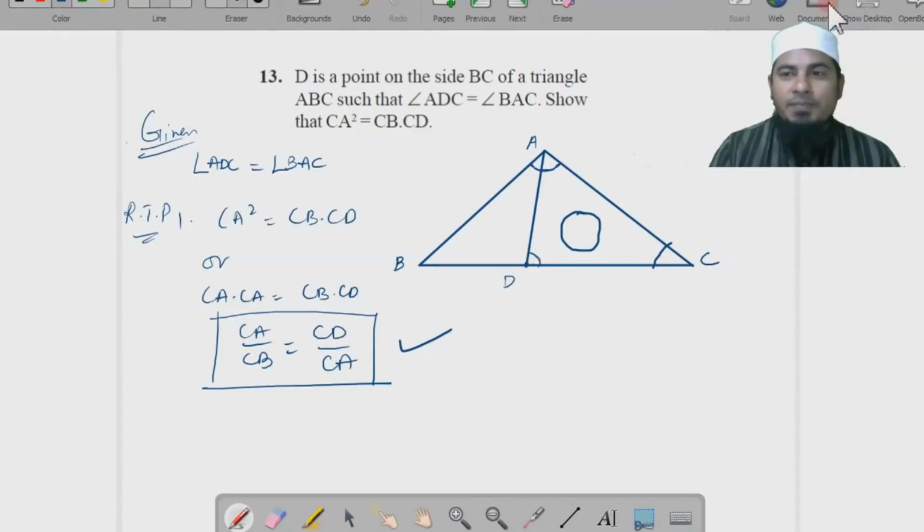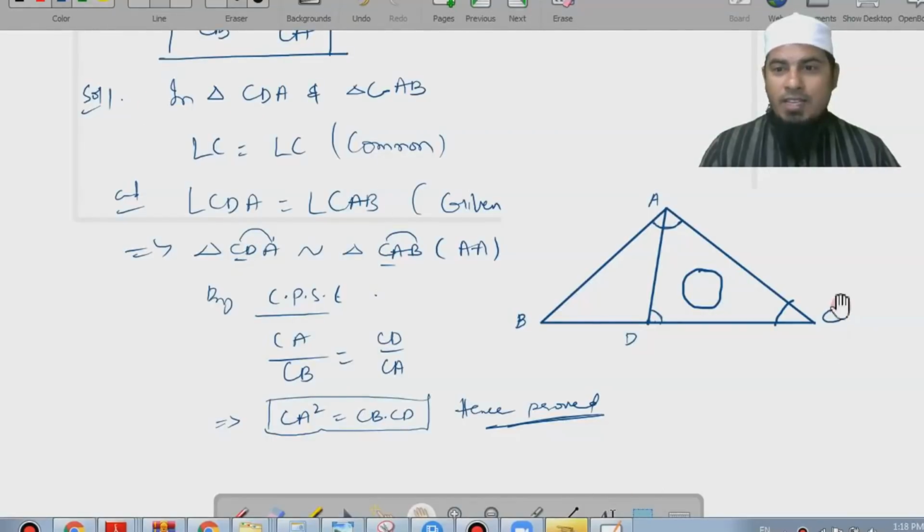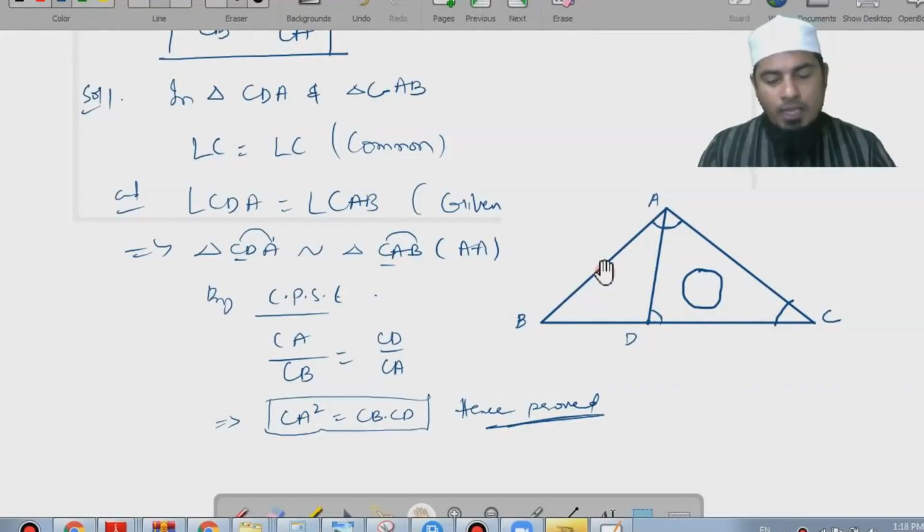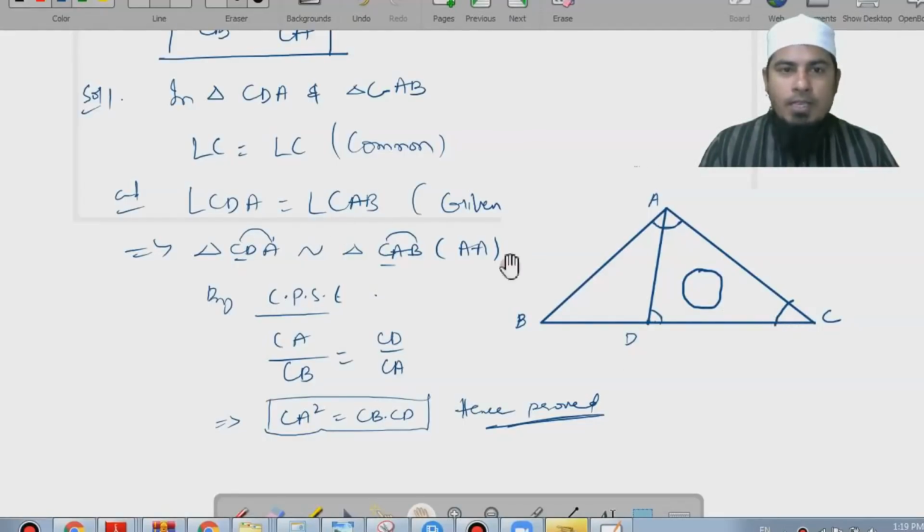Let us write that. So the solution: in triangles CDA and CAB, taking the triangles in order is very important. By taking CDA, I have taken C, the common angle in both, then CDA and CAB, where angle CDA is equal to angle CAB. So when we take them in order, we will get correct answers. Angle C is common, angle CDA is equal to angle CAB, which is given. These two triangles are similar by the AA similarity criterion. When we write these two triangles in good order, we get the CPST answer very correctly.